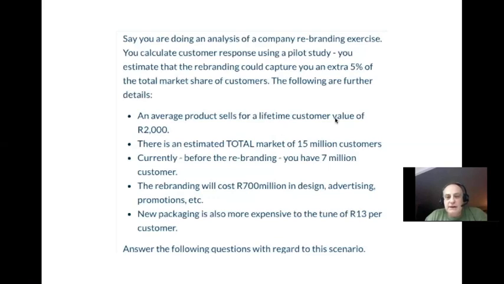The following is other information. The average product has a lifetime customer value of 2,000. So every time you sell to a customer, that's the value you're going to gain. There's an estimated total market of 15 million customers. So if you're going to gain an extra 5% of the total market, you're looking for 5% of those 15 million. At the moment, you have 7 million customers.